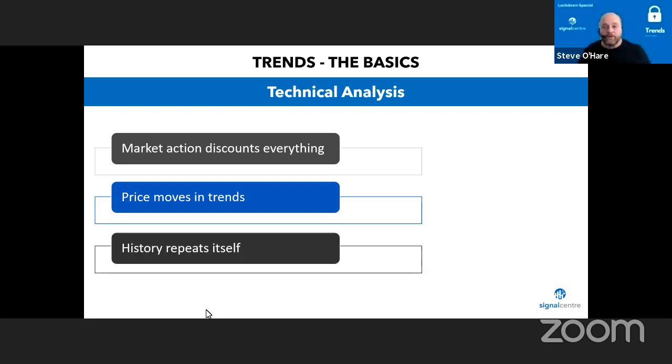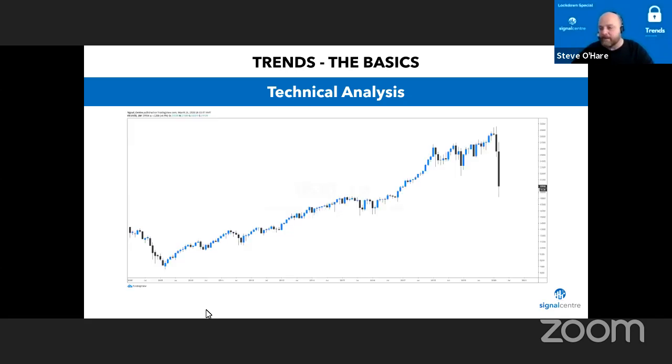So we're all human. There's a lot of human participants in trading in any sort of asset or commodity, and we tend to repeat the same things that we've done in the past, so make the same mistakes and things like that. So we're looking at primary, secondary and short-term trends.